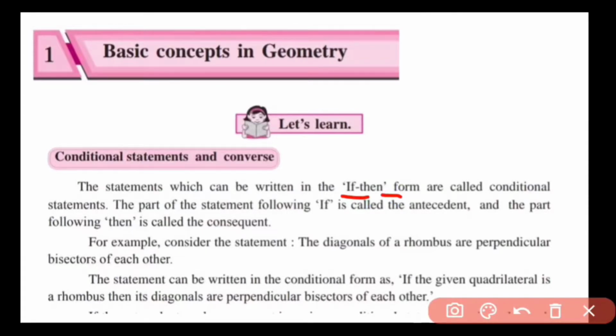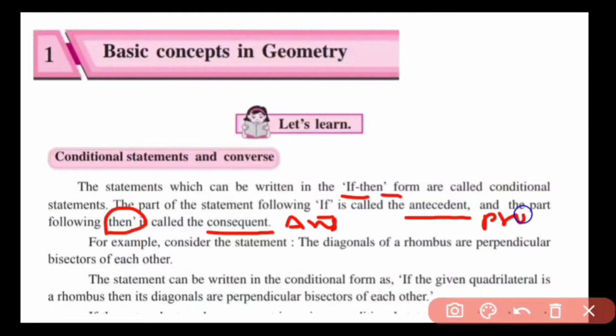The part of the statement following if is called antecedent. The part of the statement which is written after the word if is known as antecedent, and the part of the statement which follows then is called consequent. So the statement written after the word then is known as consequent. In simple language, we can say that antecedent can be considered as the question of that sentence, and consequent means the result or answer of the sentence. Consequent means answer and antecedent means question or problem.